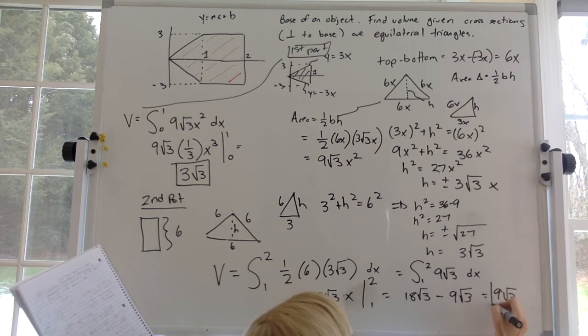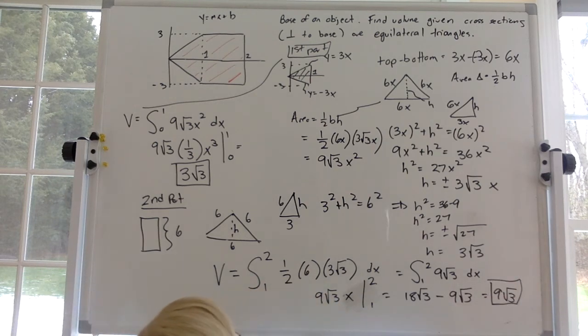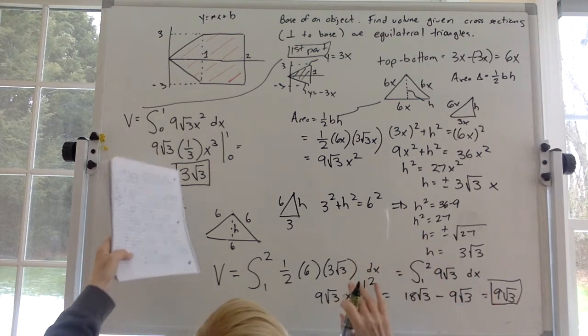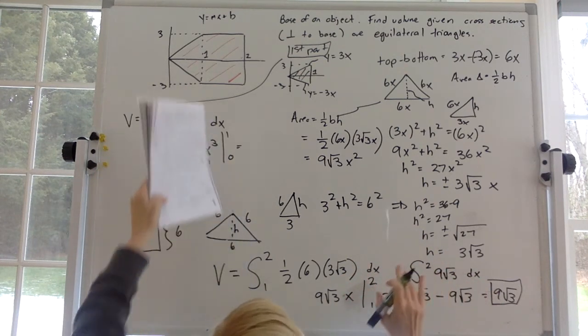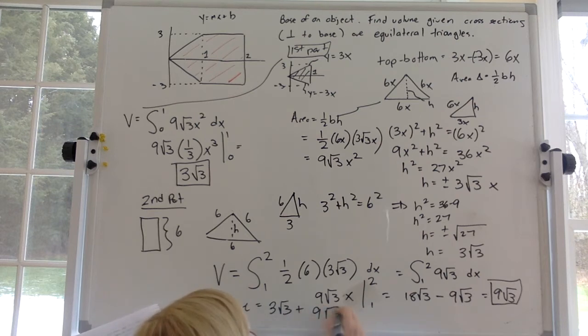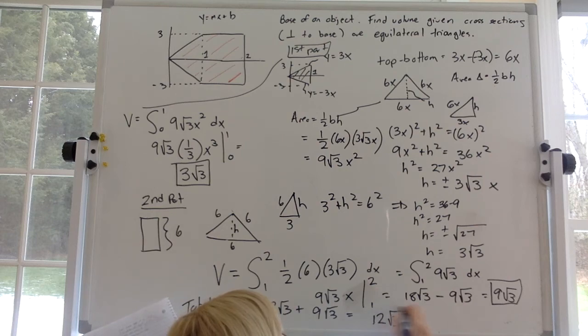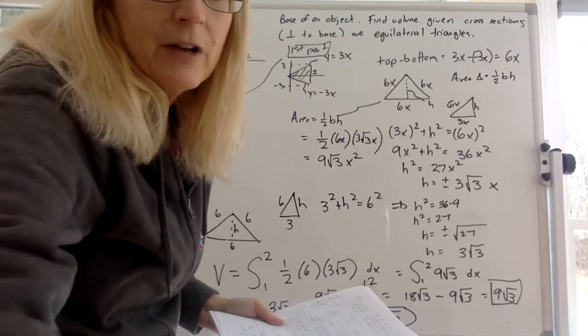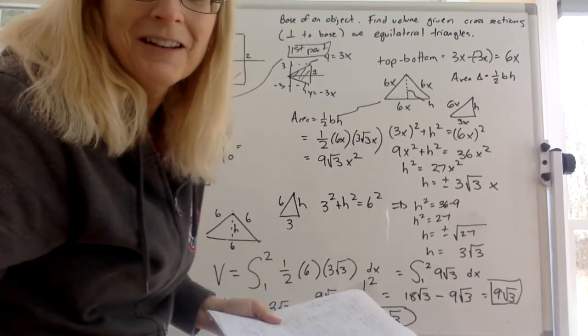So I'm going to put a box around that, because why am I putting the boxes around it? Because now we have to add those two together, right? Because that gave you the volume of the left part, this gives you the volume of the right part. So the total volume equals 3 square root of 3 plus 9 square root of 3, which is equal to 12 square root of 3. That's the total volume.